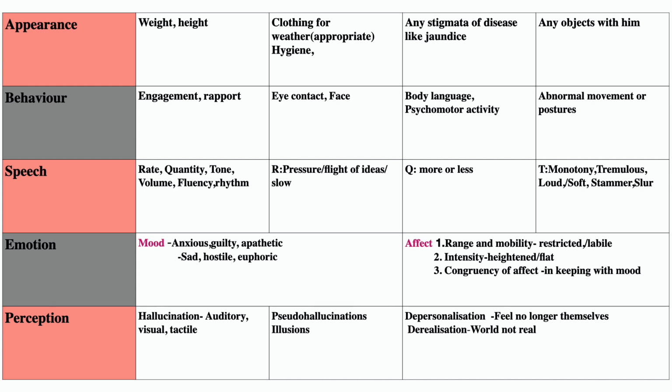It could be pseudo hallucinations, where the patient is aware that it is not real, or it could be illusions, misinterpretation of an external stimulus, thinking a shadow is a person or a rope is a snake. And even depersonalization and derealization come here. Depersonalization, the patient feels they are no longer themselves, they are someone else. Derealization, they feel the world around them is not a true reality.